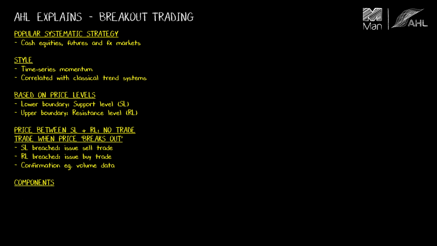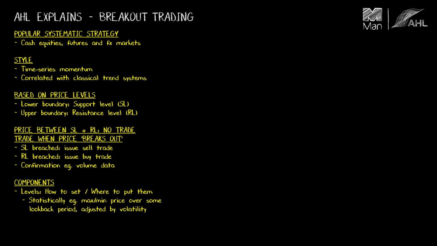For example, how to set the levels, that is, where to put them. You might do this statistically by looking at the maximum or minimum prices over some look-back period, potentially adjusted by the volatility. Or you might look for meaningful numbers. These are things that market participants think are important. For example, multiples of $10 for the oil price. In addition to deciding when to issue a trade, you also need to know what quantity you want to trade. And any trade that you put on, you also need to think about when to take it off.